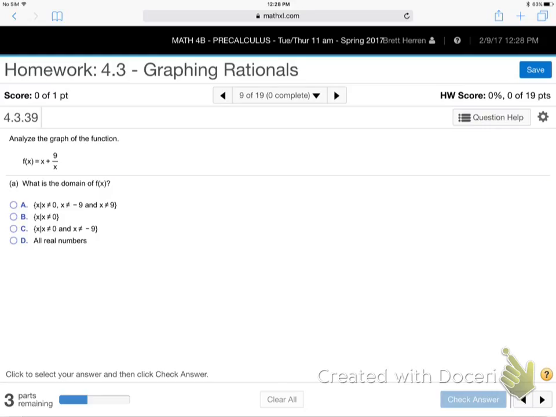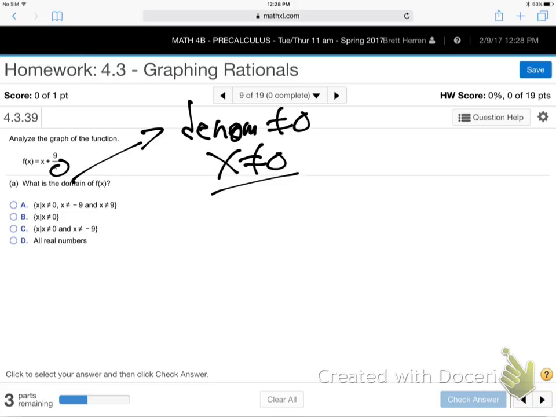Number 9's a little different. They're just giving you a different look than you're used to seeing. They're going to ask you all the same questions: domain and so on. So first off, let's do the domain. That part won't be hard. Domain: denominator not equal to 0. So that's just the x. X can't be 0. That was easy.